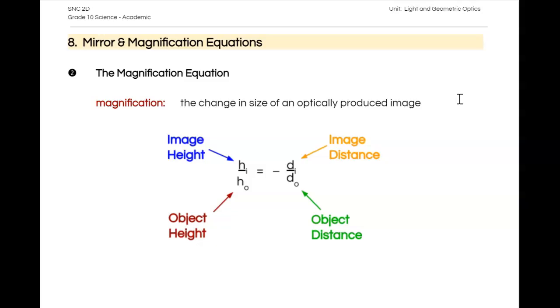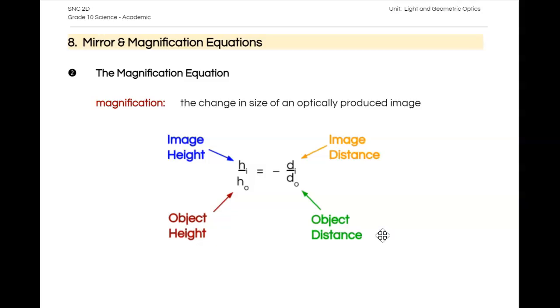Okay, so here is our general equation. HI, H meaning height, so HI divided by HO, the image height divided by the object height, is equal to negative DI over DO, where DI is the image distance and DO is the object distance, just as we saw in the distance equation before.